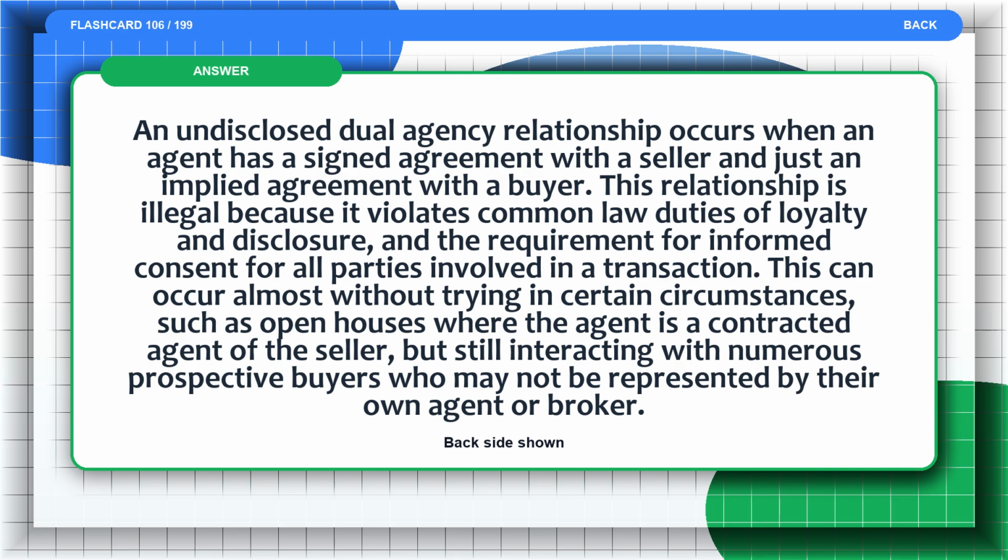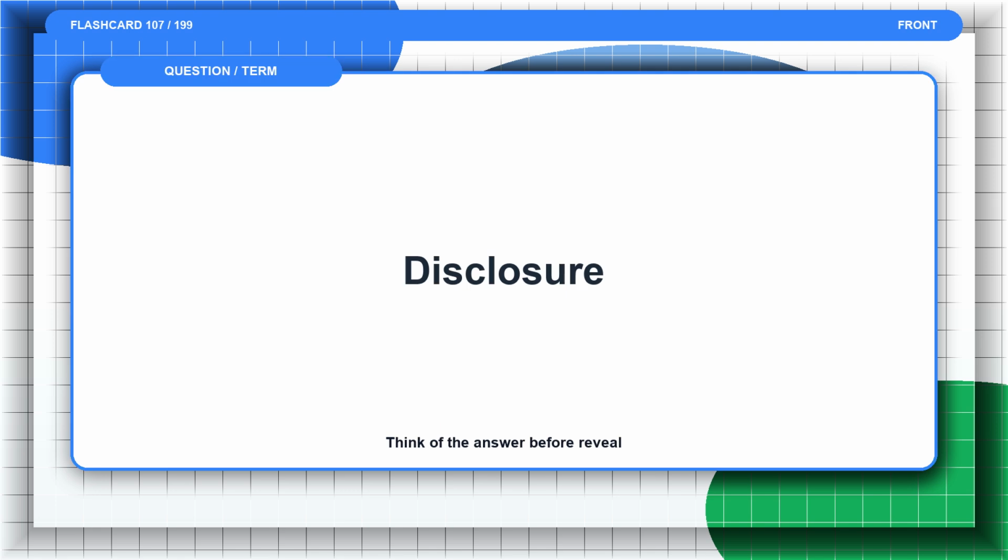This can occur almost without trying in certain circumstances, such as open houses where the agent is a contracted agent of the seller, but still interacting with numerous prospective buyers who may not be represented by their own agent or broker. Flashcard 107. Disclosure. Pause and think of the answer before the reveal.